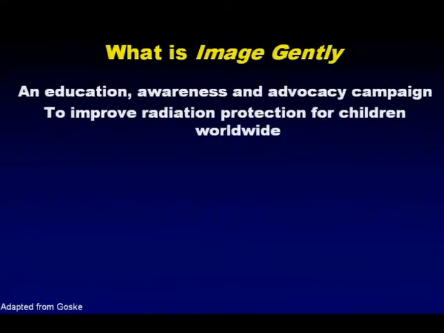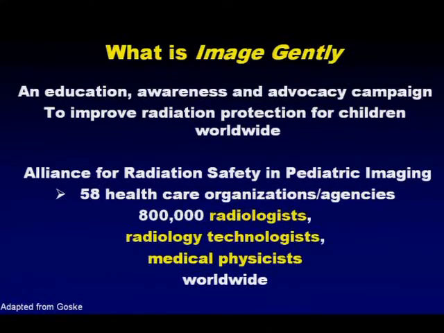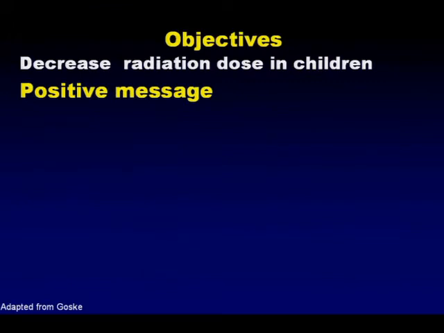So Image Gently is an education, awareness, and advocacy campaign simply to improve radiation protection for children. Today there are approximately 58 healthcare organizations that have joined as affiliate members, and we believe that those affiliate members represent about 800,000 people working in the medical industry. It's a great group to have behind you when you start talking to vendors. They realize they need to listen. So the objective is to decrease radiation dose in children. It's always a positive message.